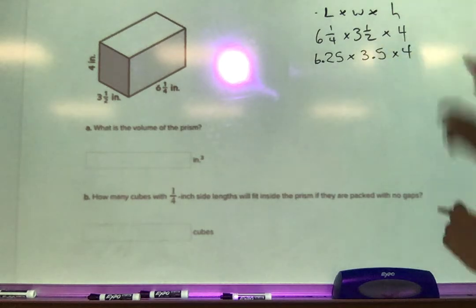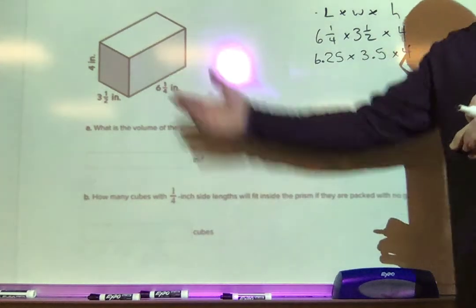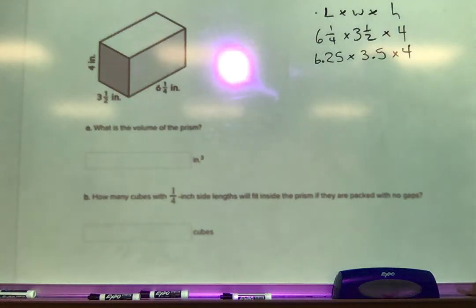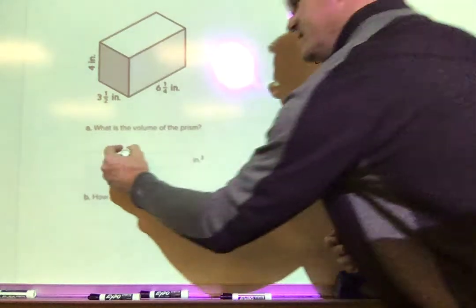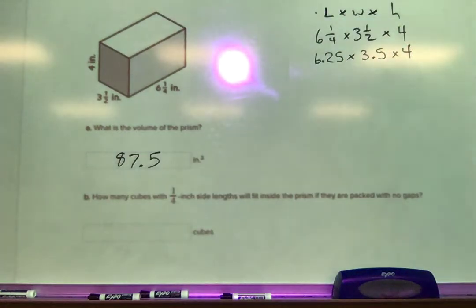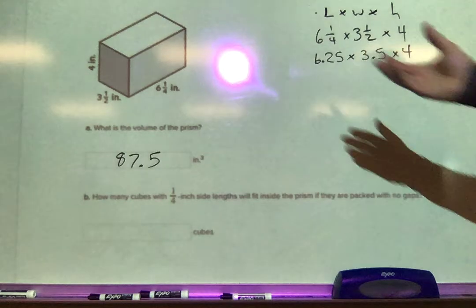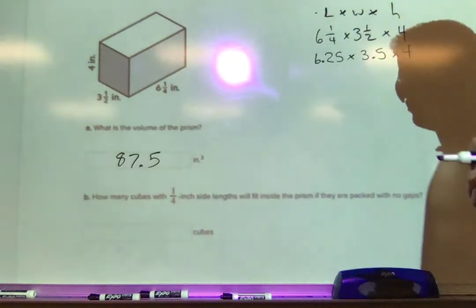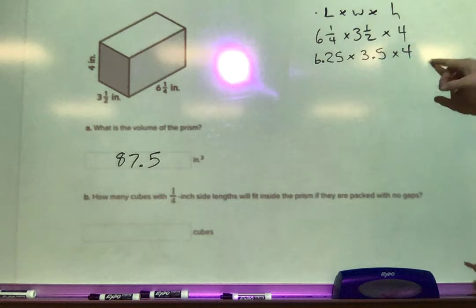And I could just put that in on a calculator and solve that. Or I could do it step by hand. But again, the goal is to find volume, so we're not going to worry about showing the multiplying. Let's do it on a calculator. And if we did this, guys, I'll write the answer down here. We would get 87.5 cubic inches to fill up this with inch cubes.